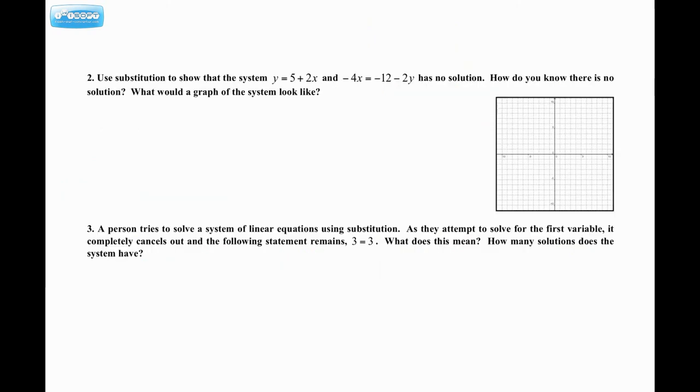Use substitution to show that the system y equals 5 plus 2x and negative 4x equals negative 12 minus 2y has no solution. How do you know there's no solution? What would a graph of the system look like?